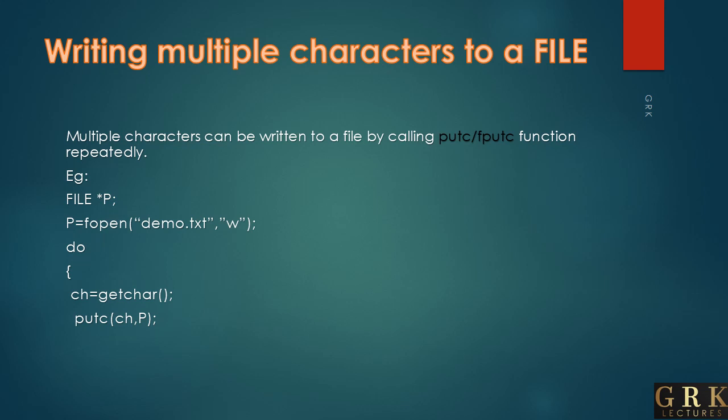Once that character is taken from the keyboard and stored in the ch variable, I am trying to write that ch variable using the pointer p, which means pointer p is pointing to the demo.txt file. So whatever character is stored in the ch variable will be written into the file demo.txt. Since demo.txt is pointed to by the pointer p, I am using pointer p as the second parameter of the putc function.